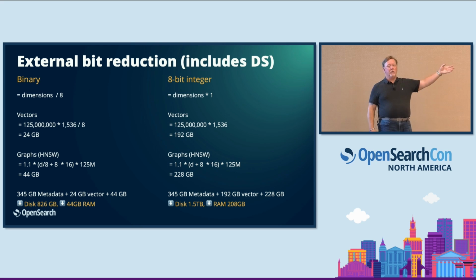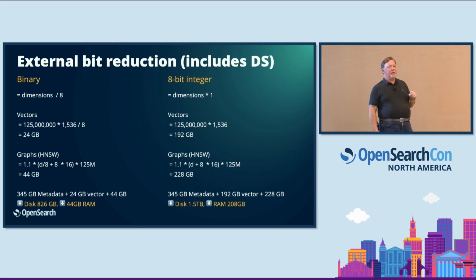Or you can actually apply bit reduction techniques. Thresholding is the simplest one, to turn a 32-bit floating point number into an 8-bit integer. When you do that, you either have binary, which is a 1-bit per dimension vector that many models can produce, or again, you can threshold and do it that way.